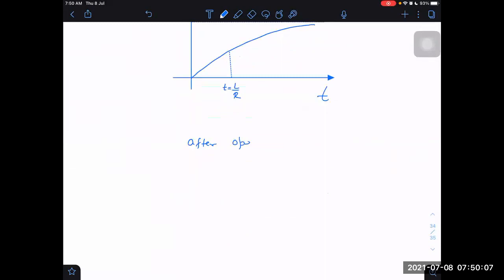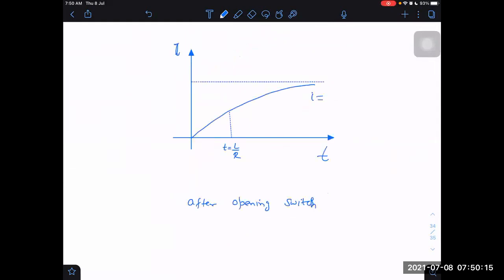After the sudden change, opening the switch, can I say the time constant is again L by R? No, I cannot say that. This I can write as, let us call it, what should I call it? Maybe I1. I1 I'm saying is the current for the time less than L by R.